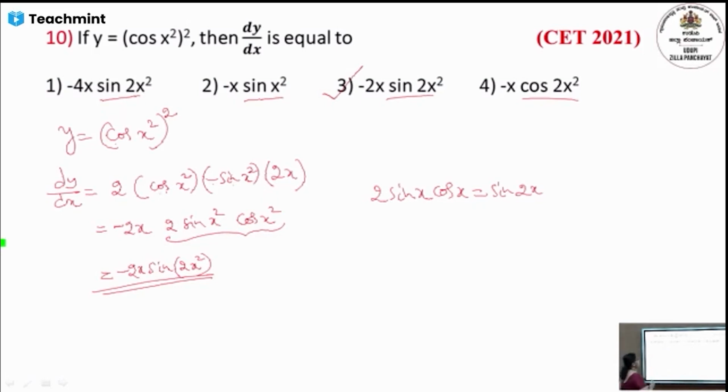Here again you can use logic. What logic you can use? This 2 is required for the formula. Therefore, I have only 1, 2. In this 4 is there, so it cancels. Here 2 is not there, so it is not the answer. So therefore, which is the answer? Third one is the option.